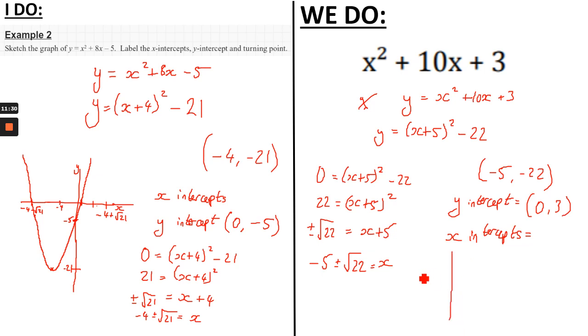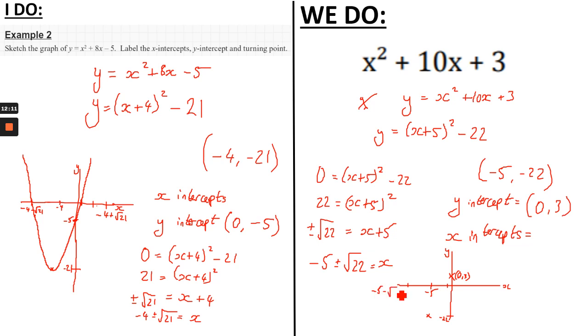And then the hard bit is just sketching the graph. So it crosses the y-axis at 0, 3. So I could write that here, but it could get quite messy. So 0, 3. The minimum point is at minus 5, minus 22 down here. And then we've got two values. So the square root of 22 is going to be a bit less than 5. So minus 5 plus a bit less is going to be about here. And minus 5 minus root 22 is going to be about here. So we could label those on.